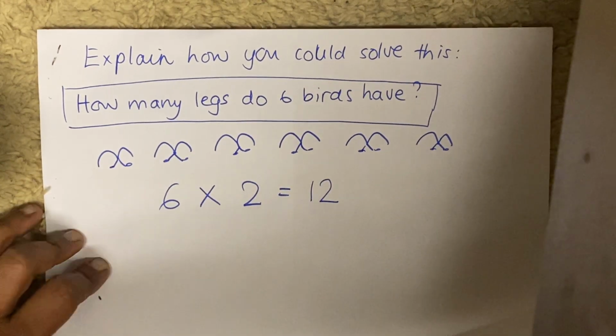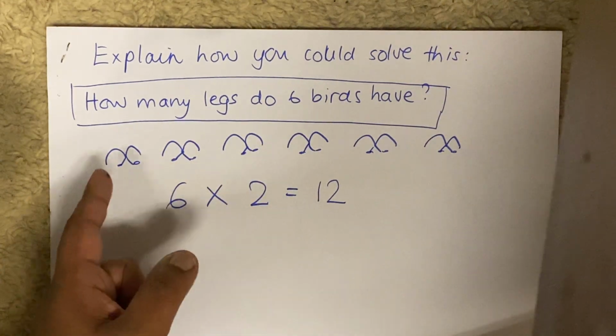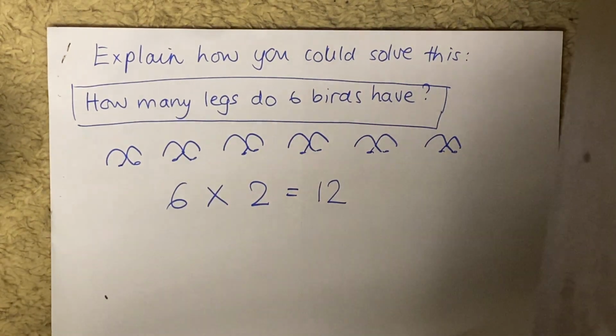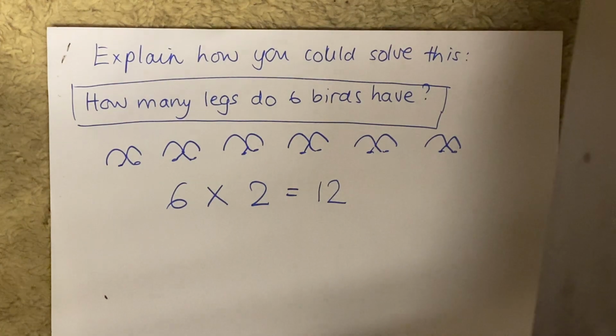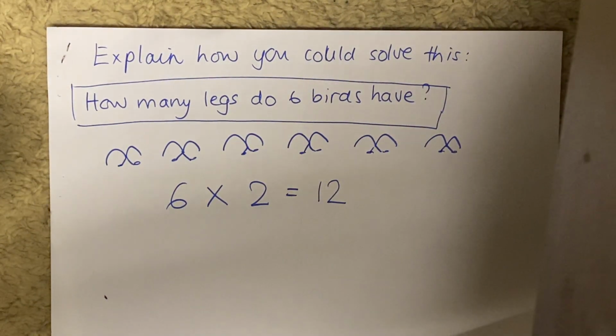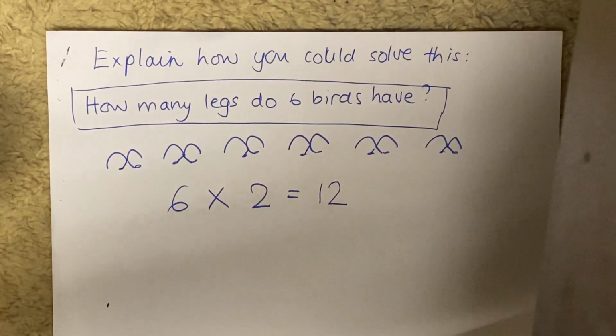You could say, I drew 6 birds, and each bird has 2 legs. So 6 times 2 is 12. You could say that. Can you say it differently? Can you draw it differently? Pause the video and have a think. Okay, so in the comment boxes after this video, I'd like you to type and tell me if you found a different way of explaining how you could solve this.